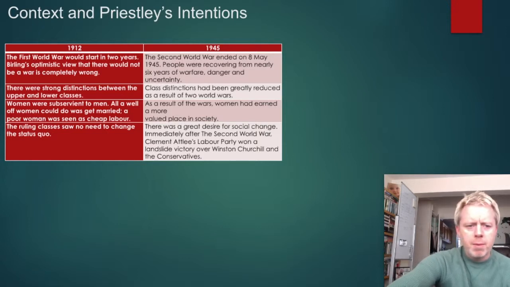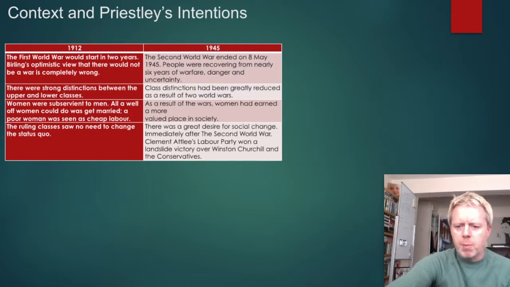In 1912, there were strong distinctions between the upper and the lower classes. But by 1945, because of the two world wars, class distinctions had been greatly reduced. In 1912, women were subservient to men. All a well-off woman could do was get married, and a poor woman was seen merely as cheap labour. By 1945, as a result of the wars, women had earned a more valued place in society because of their war efforts as well. Back in 1912, the ruling classes, for obvious reasons, saw no need to change the status quo. They were quite happy to keep things as they were.